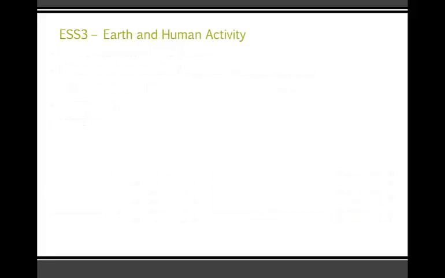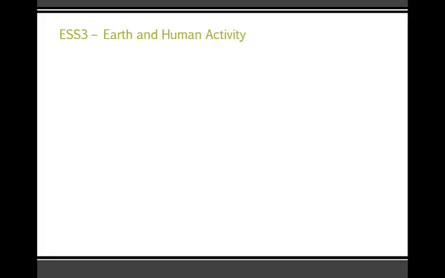ESS 3 is Earth and human activity, and this topic is something that is addressed a little bit in our current standards, both in the question of the history of science and technology relating to science, and then also a little bit in the topic of earth science. But primarily, the way this has been addressed in our standards in the past is not with earth science.